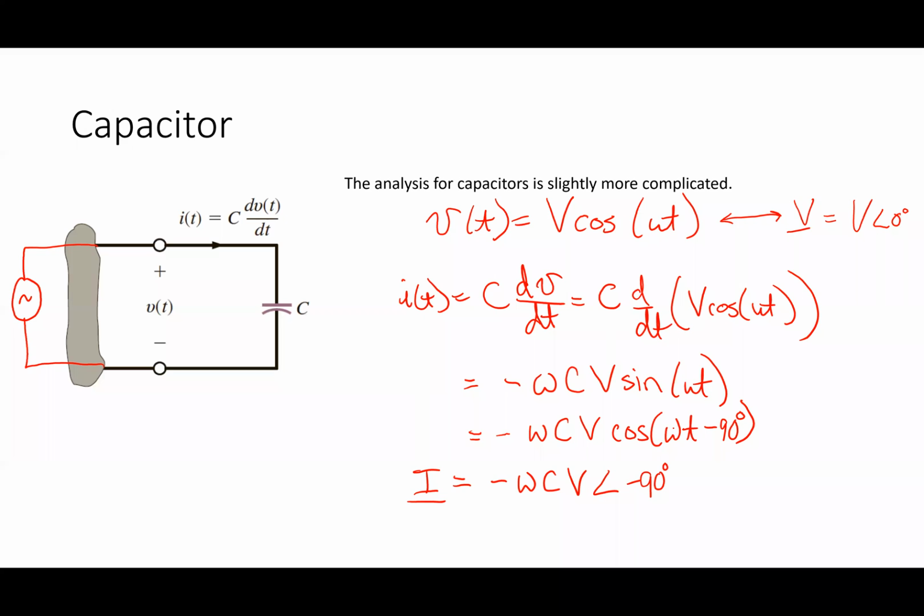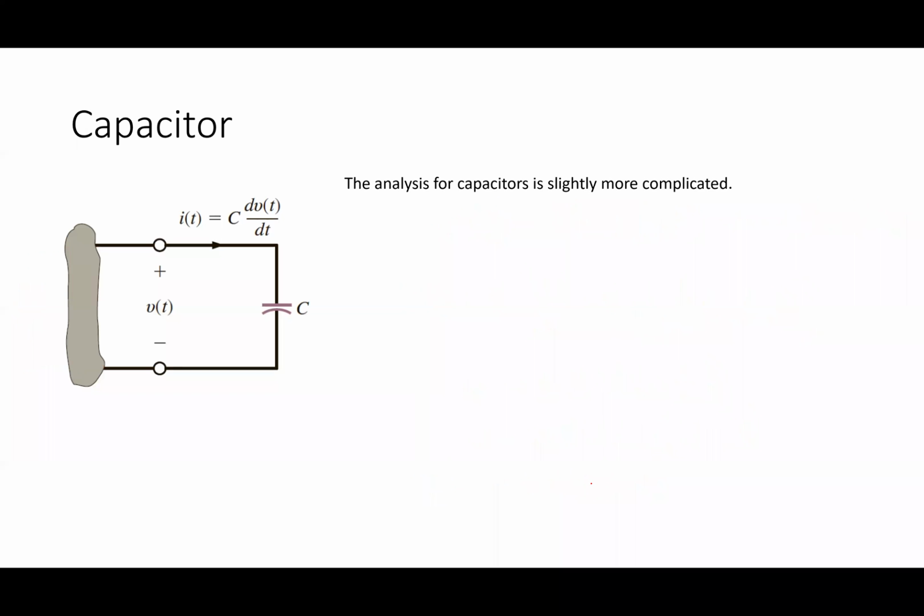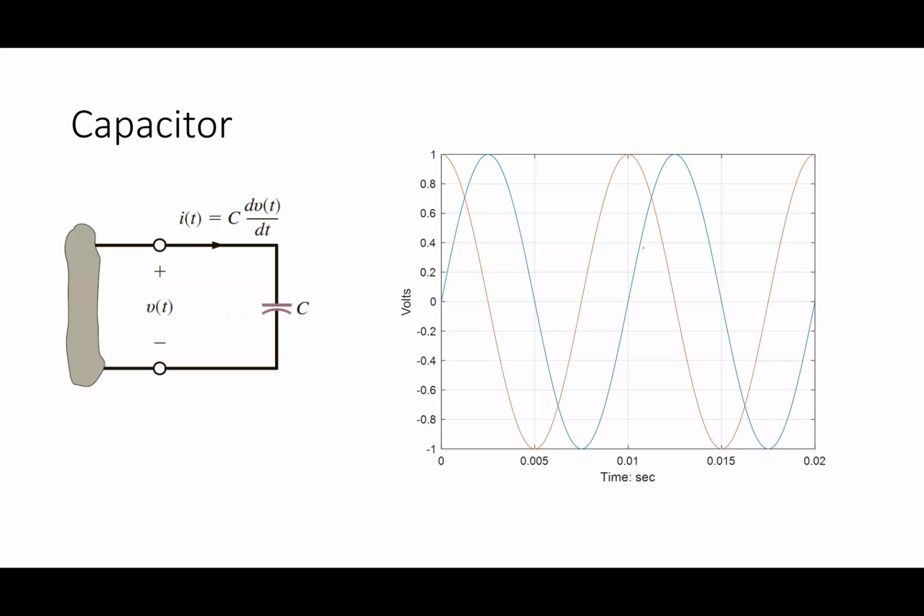I guess there's a couple of ways of thinking about this, but if I wanted to relate these together, let's write this over here. So V was equal to V angle 0 degrees. I was equal to negative omega C V angle negative 90 degrees. Okay.